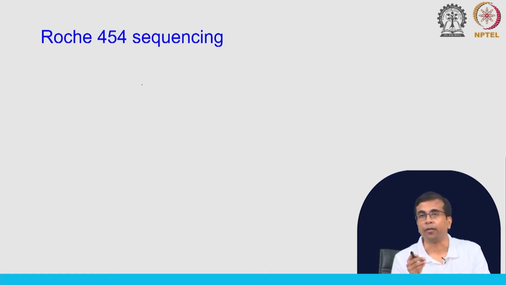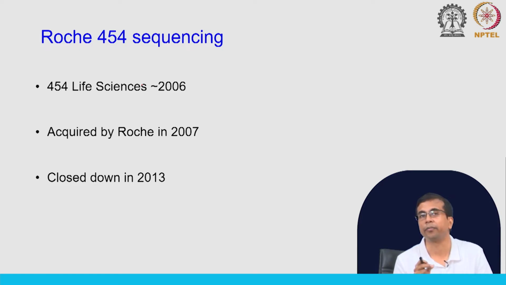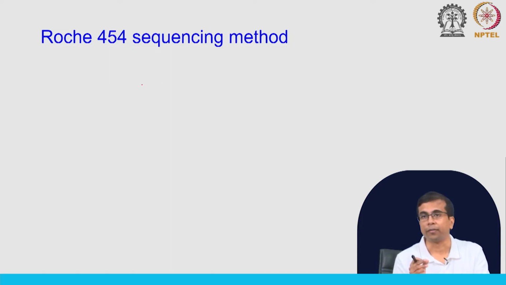Okay, so, let us now talk about the 454 sequencing method itself. This was the first NGS method that was developed. It was developed by a company called 454 Life Sciences in 2006, around that time, and in 2007 it was acquired by the company Roche, and it actually was closed down. This 454 sequencing was closed down in 2013. So, we will talk about why this was closed down so quickly, right, within 6 years this was closed.